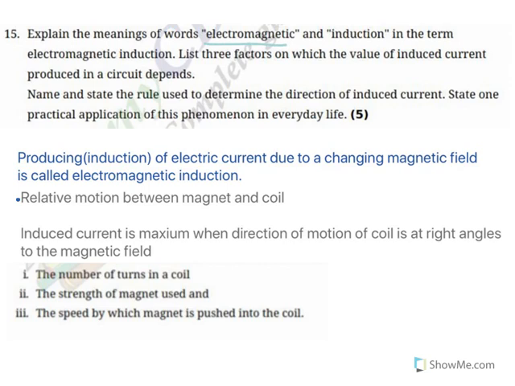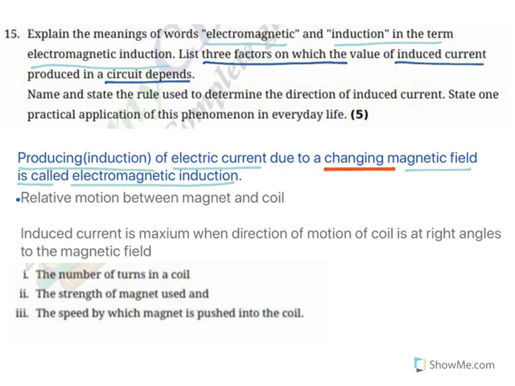Explain the meaning of electromagnetic induction. Induction in the term electromagnetic induction means producing. Induction means producing of electric current due to a changing magnetic field. This is important. Changing magnetic field is called electromagnetic induction.